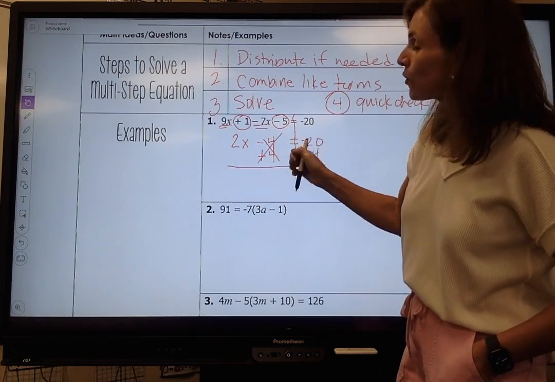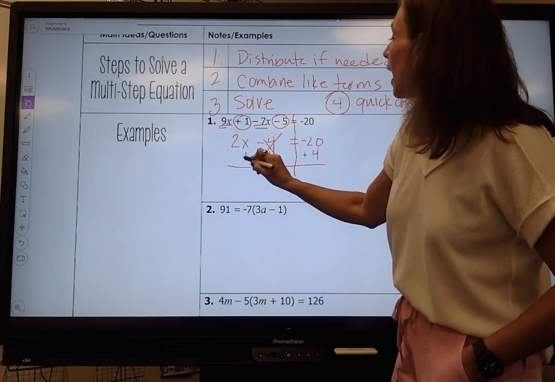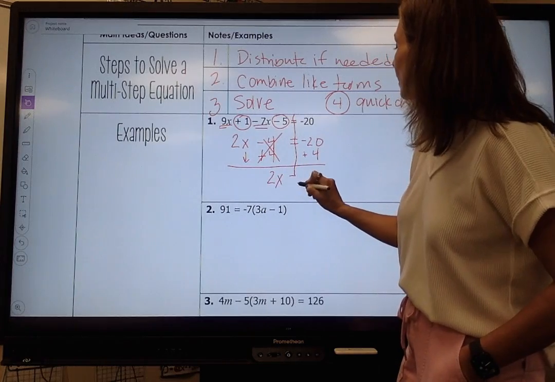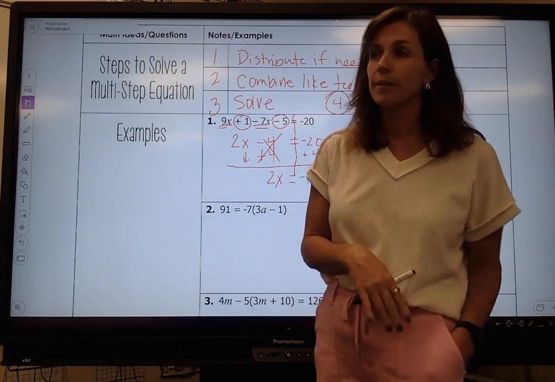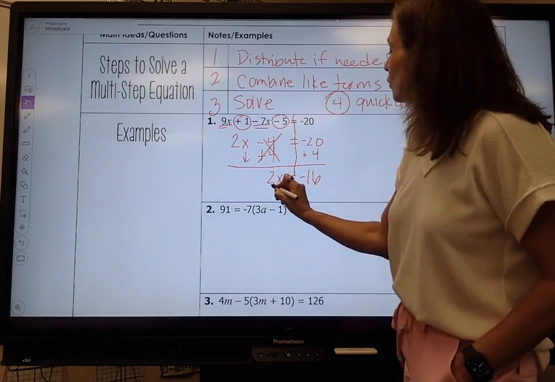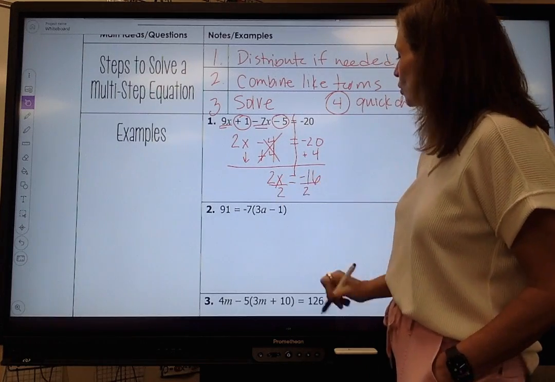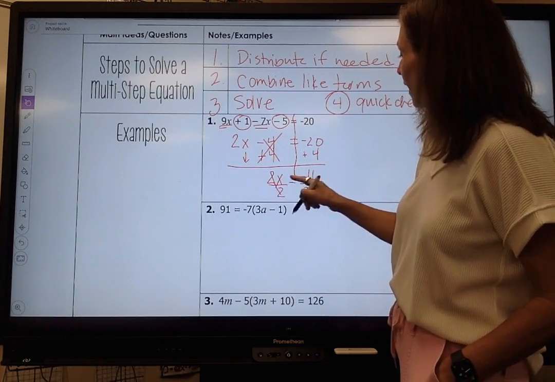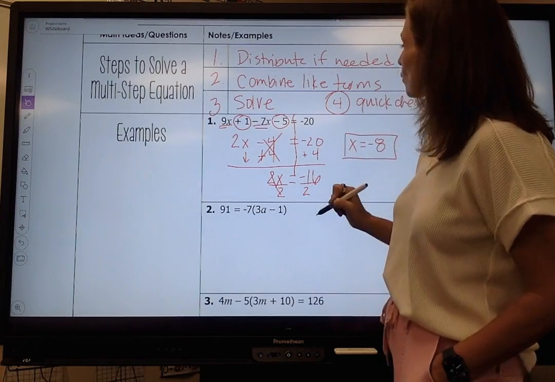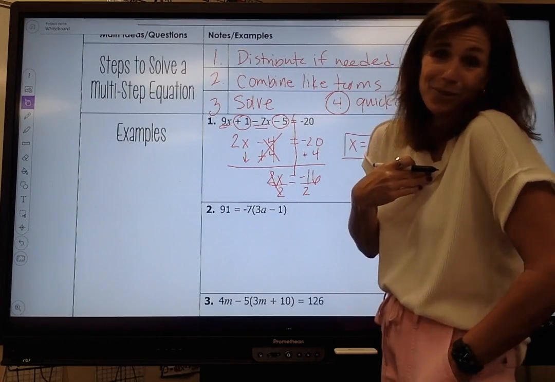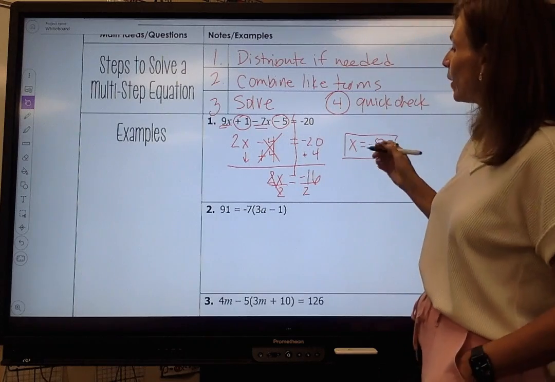Now, additive inverse, it's gone to 0. I bring down my 2x, and it's equal to a negative 16. Be careful of your signs. Here, I need to divide both sides by 2, so I'm left with x equals negative 8. Make sure to box your answers. That's just me. That's what I want. And then we can check.